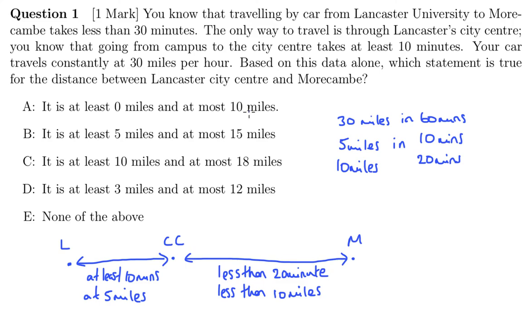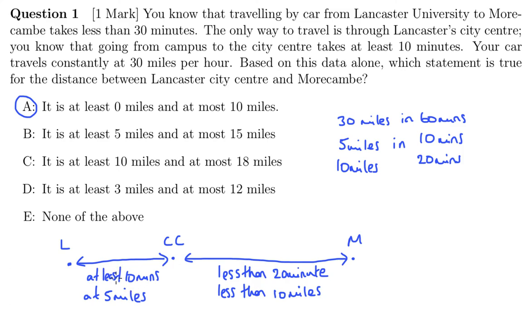So it's either at most 10 miles and at least no miles, or at most 10 miles but more than, say, 5 miles. And you might think it's more than 5 miles because of this, but if this says it takes at least 10 minutes, it could take like 29 minutes, and then we've got 1 minute left to get from the city centre to Morecambe, which would not be very many miles if we're going 30 miles in 60 minutes. So it is in fact A, because this could take up to that 30 minutes. We just know the minimum amount it's going to take. We don't know the maximum amount it's going to take.